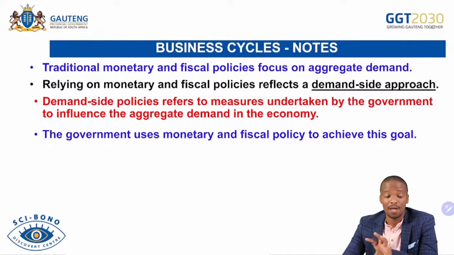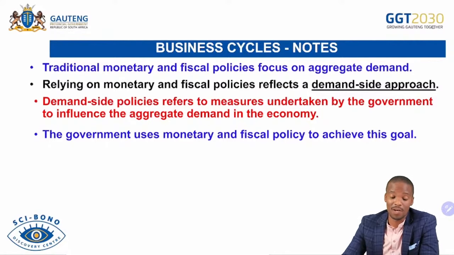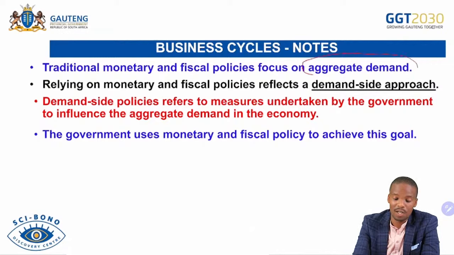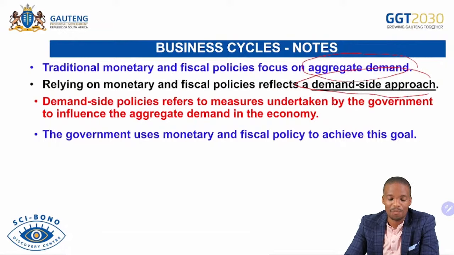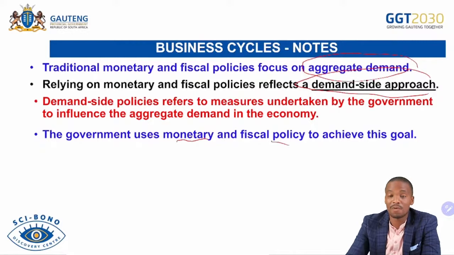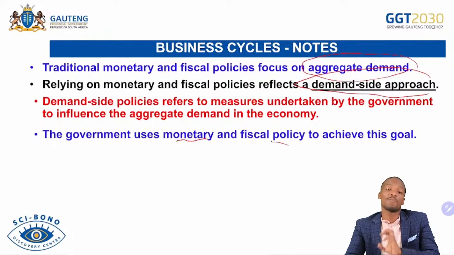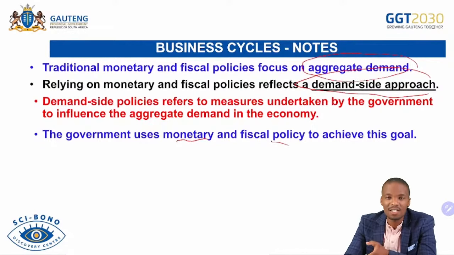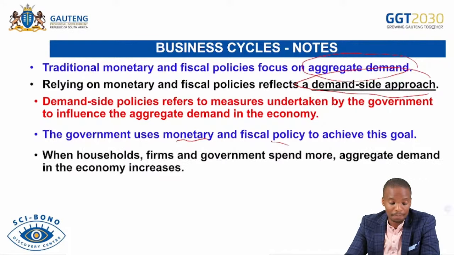That is why we're saying this fiscal policy and the monetary policy, they are focused on aggregate demand. That is why we call them the demand side approach. And then for government to achieve that, they'll have to use the monetary and the fiscal policy. But with the new economic paradigm, that is discouraged. We want to develop long-term sound policies that are relating to demand and supply.